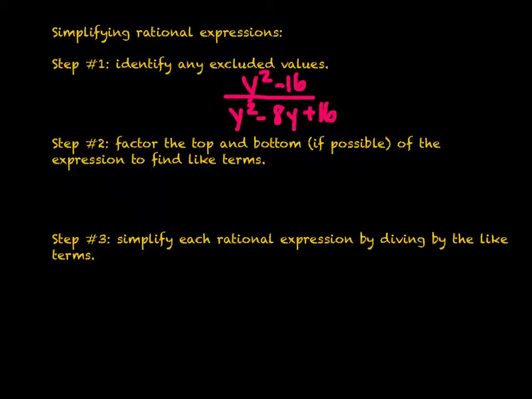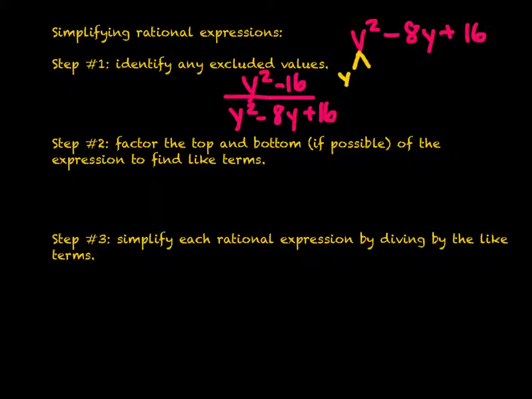So here is our problem. y squared minus 16 divided by y squared minus 8y plus 16. So first of all, as always, we need to identify our excluded values. So we're looking at y squared minus 8y plus 16. And if you don't notice right at first that this is a perfect square trinomial, you could completely do bottoms up. But I noticed that it's a perfect square trinomial, so I'm going to separate this out.